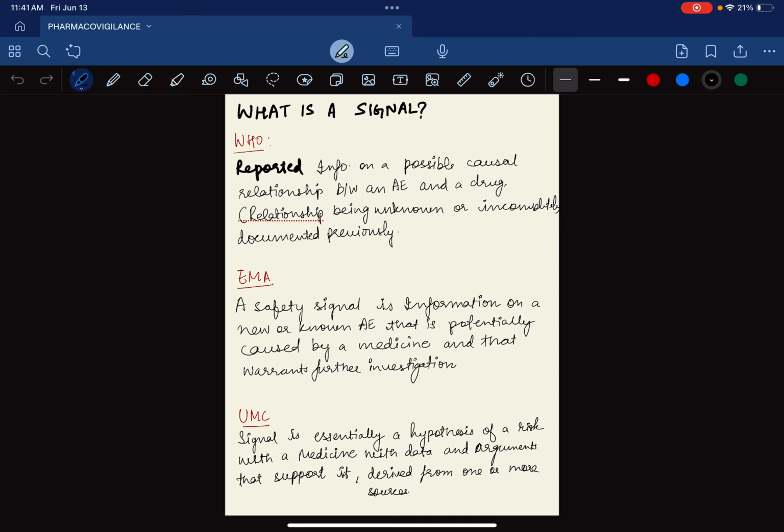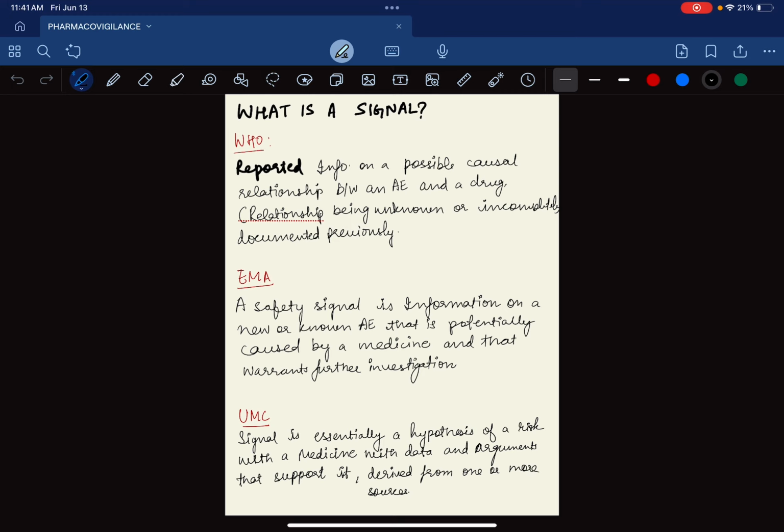And this is very crucial, because for the protection of patient safety and ensuring the continued efficacy of drugs in the market, signal detection is really important and plays a very important role. By detecting these signals, we can take timely action to mitigate the risks that are associated with that particular pharmaceutical product.